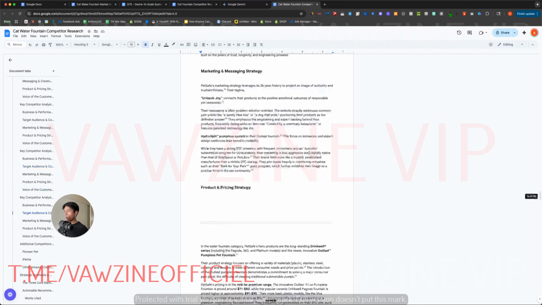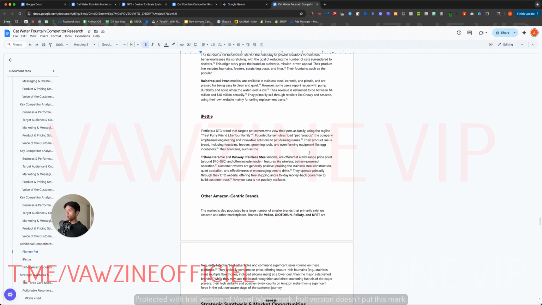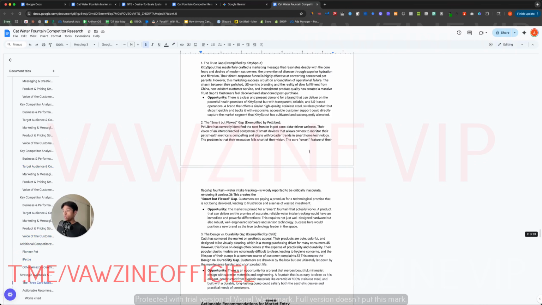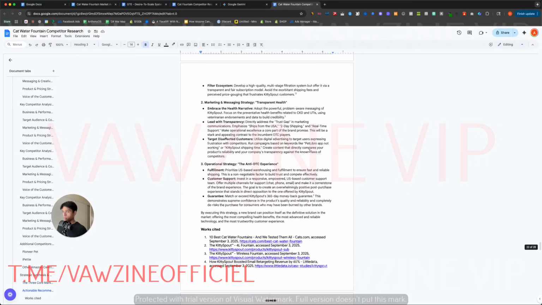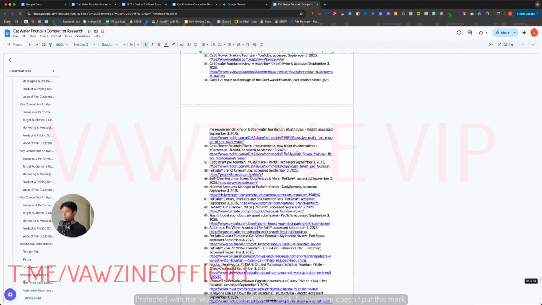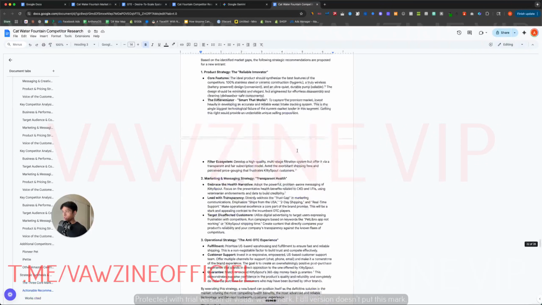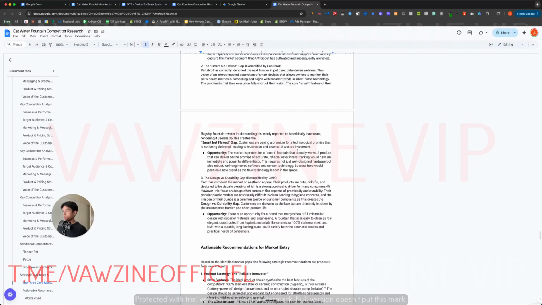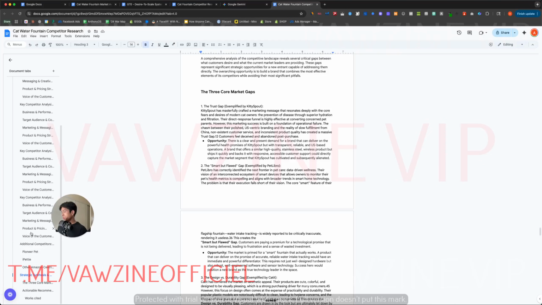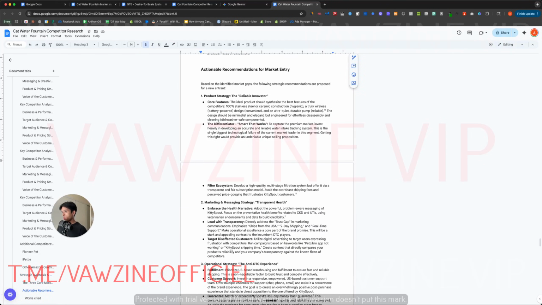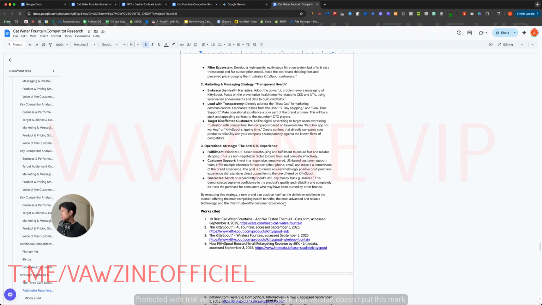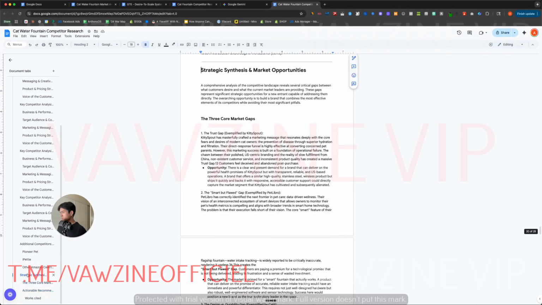And if you scroll all the way to the bottom, this is really the key thing that I would want you guys to actually sit down and read. Oh, wait, this is all the sources, which is insane. Where is it? Scroll down to the bottom. Okay, so your sheet should come with, where is it? Key competitor analysis, strategic synthesis. Okay, so there should be a section that's called strategic synthesis and market opportunities.